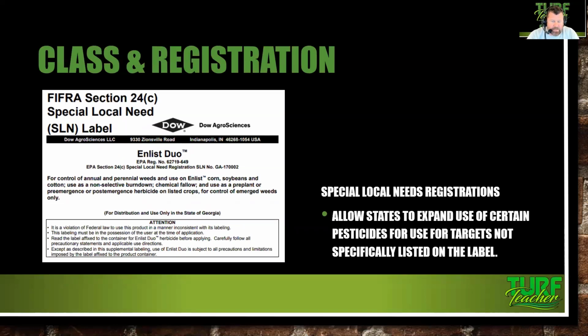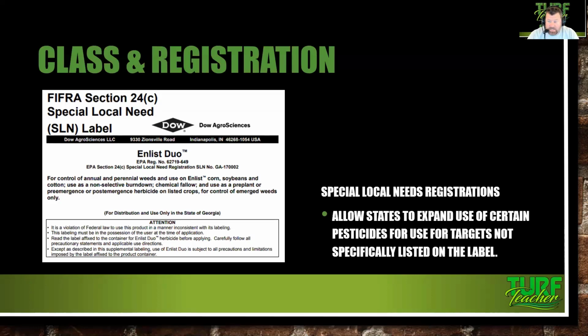FIFRA, this is a special local needs registration. This allows the states to expand the use of certain pesticides for use or targets not specifically listed on the label. So if there is some type of infestation of an insect that's going to destroy a farmer's crop, they may go and get a special permit to actually use a chemical that they think will take care of that insect for them, even though it's not listed on the label. So it does allow for things like that. I've never had to use it. Has anybody else had to deal with a special local needs or anything?